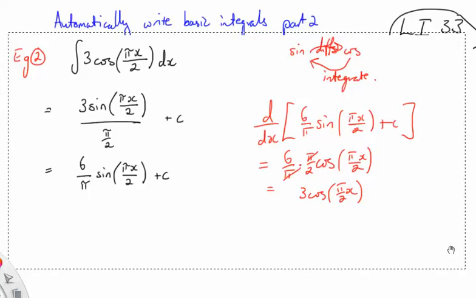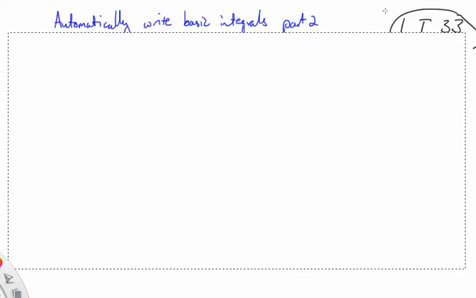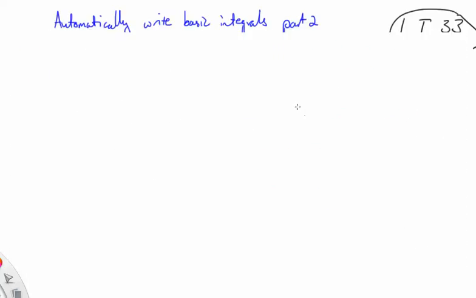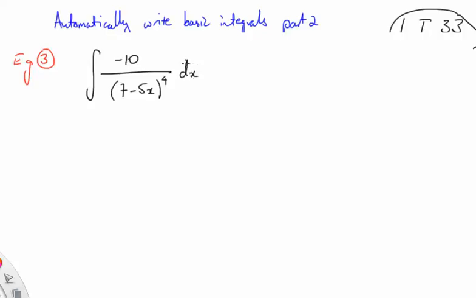Let's have a look at another example. And the heading and the learning intention is slowly disappearing every time I clear the screen. Let's have a look at something like the integral of -10 over 7 minus 5x to the power of 4 dx. Now I gave you a formula for this, so if you need to use the formula, please do, but I'm going to show you my thinking of how I handle it.